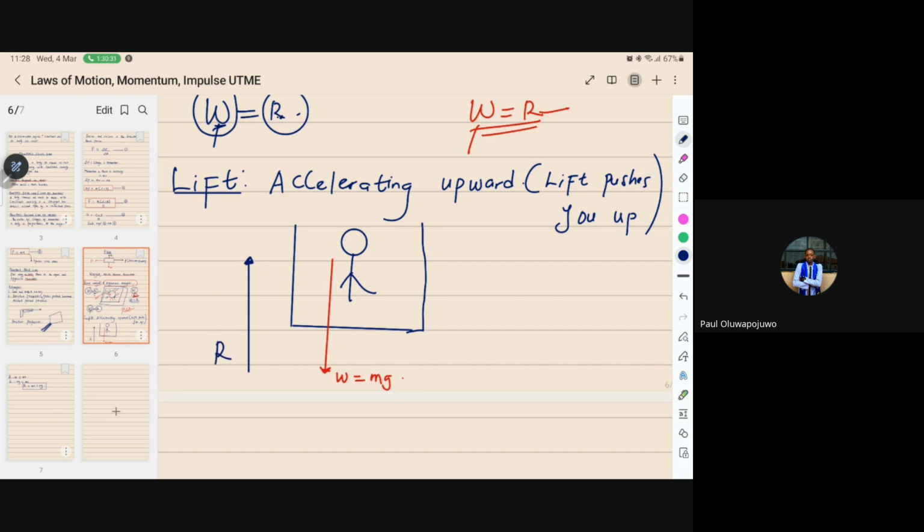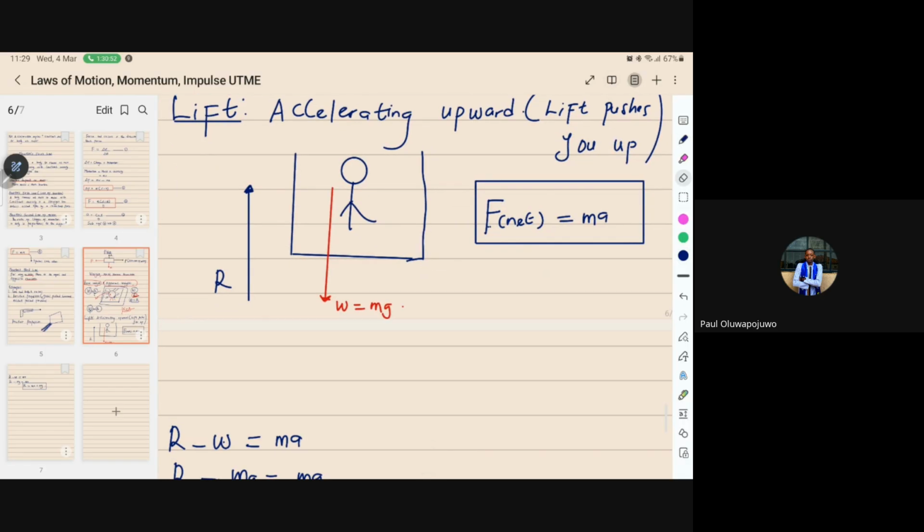Now, what is the resultant force? Remember that from our calculations in Newton's second law, the resultant force, which is this F, is the net force, not an ordinary force. This is F net equal to ma. From your Newton's second law, resultant force is equal to ma. Now, we need to get the resultant force. And since this object is moving upwards, what does it tell you? It tells you that R is greater than W. Is that also a thumbs up? R is greater than W based on our idea of resultant force.